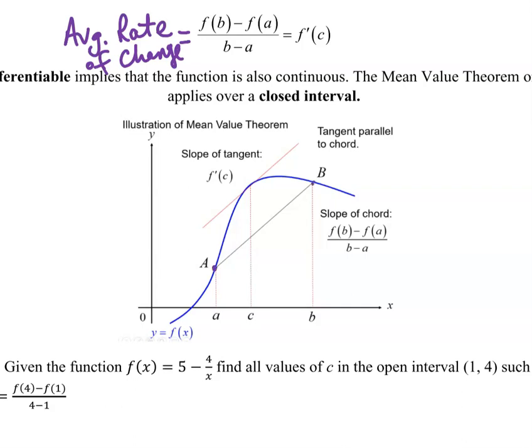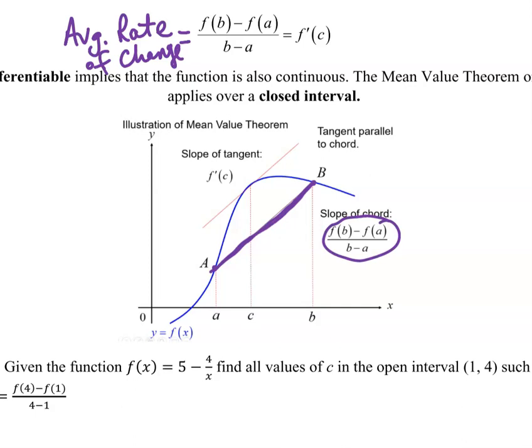I'm going from A to B. So the theorem says somewhere in between A and B, there is a location where the average rate of change. Now, what is the average rate of change? That is the slope between A and B. Here it is: f of b minus f of a over b minus a.